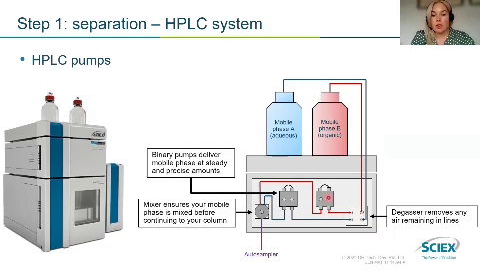Then we have these 2 pumps. These 2 pumps are binary pumps, that's all that means. So the binary pumps deliver mobile phase at steady and precise amounts. So when you're setting up your LC method or gradient, you'll determine the percentage of A and the percentage of B, and these 2 pumps ensure that the precise amounts are being delivered.